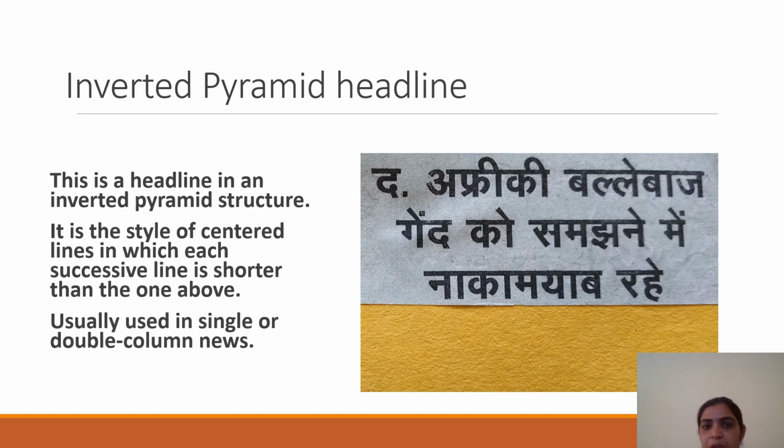Next is inverted pyramid headline. This is a very commonly used headline, generally used for single or double column news. So when the headline is written in the format of an inverted pyramid towards the downside, it has a structure of inverted pyramid style. In this style, each successive line is shorter than the line above. So as you can see, this is the longer line, and then there is a shorter one, and this one is shorter than both the lines. So it creates an effect of an inverted pyramid style. It is generally used for single or double column news.